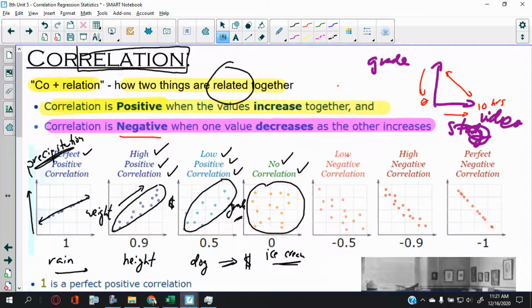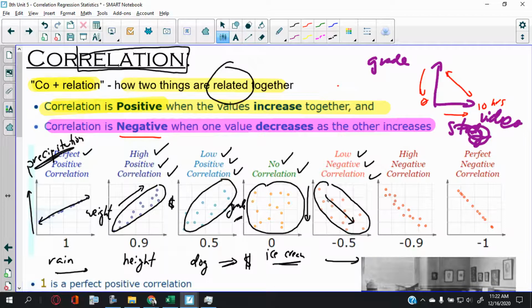Now here, as we move in on the spectrum, from perfect positive all the way to the other end, let's look at this. Low negative correlation. The points are kind of scattered, not perfect, certainly, but they're trending in a general negative direction, meaning the more one thing happens, the less the other thing happens. So let me give you an example.